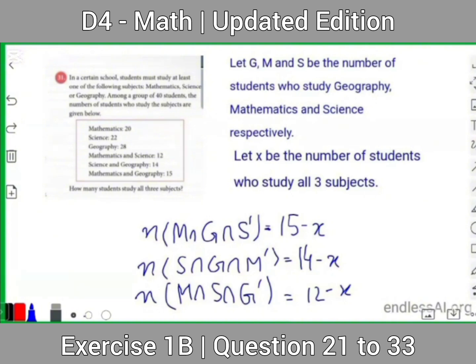Let G, M, and S be the number of students who study geography, mathematics, and science respectively. Let x be the number of students who study all three subjects. Now we have the number of students who study mathematics and geography but not science. They are equal to 15 minus x. The number of students who study science and geography but not mathematics is equal to 14 minus x. The number of students who study mathematics and science but not geography is equal to 12.